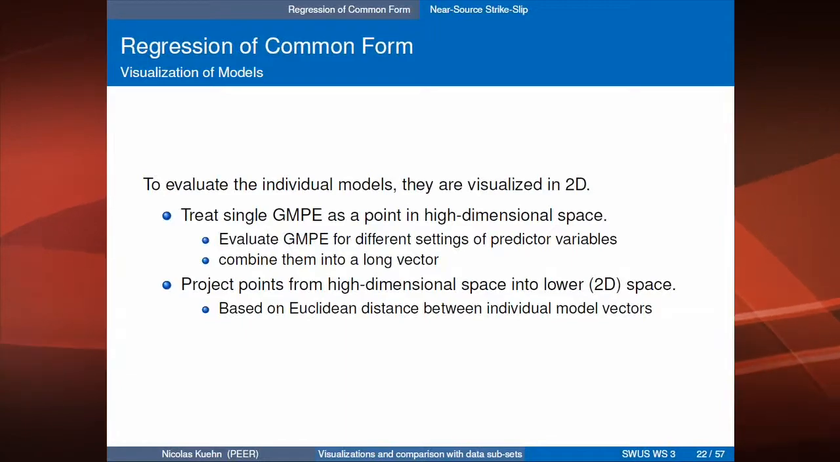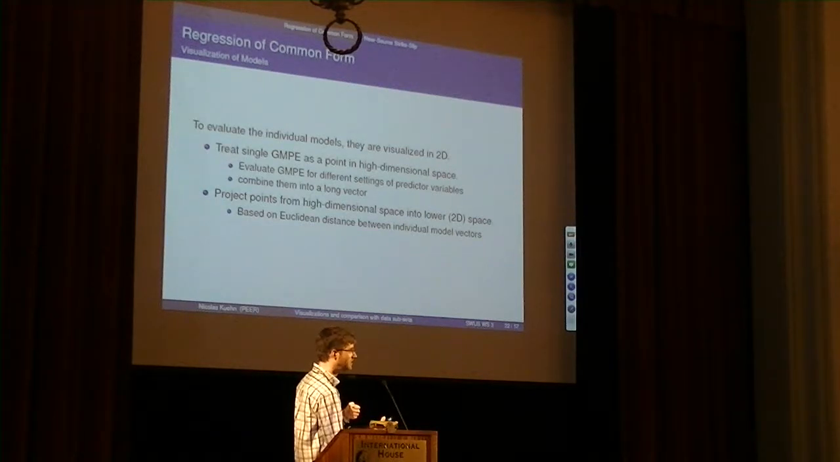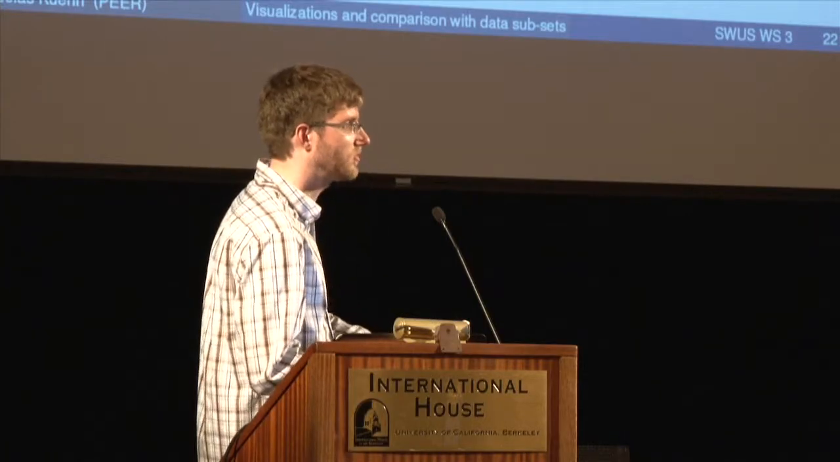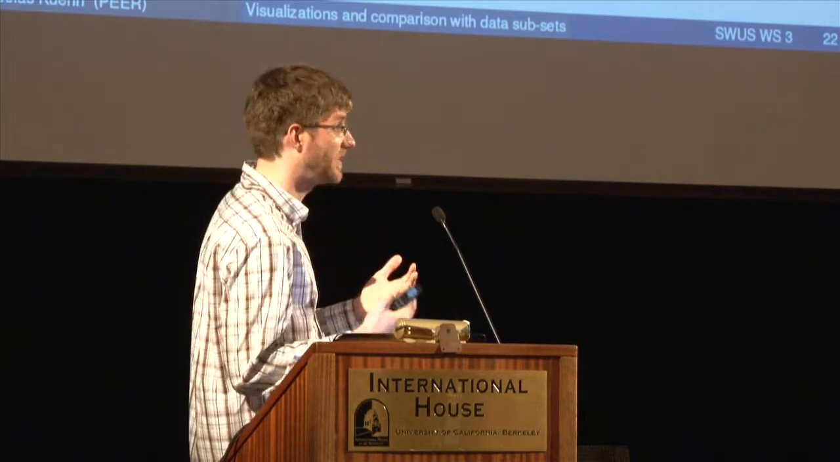Quick question before we move on. You say you evaluate the GMPEs for different settings of predictor variables. What kind of range are you talking about here? In this case, it's magnitudes 5 to 8 in 0.5 units and distances 1 to 30 kilometers. So it's basically 1 to 10 in 1 kilometer steps, then 15, 20, and 30 kilometers. So the predictor variables are contained within the range you used when developing the model. Right. Okay. So they're inside the range, but they're also kind of based on the deaggregation. So those are the ones that matter.